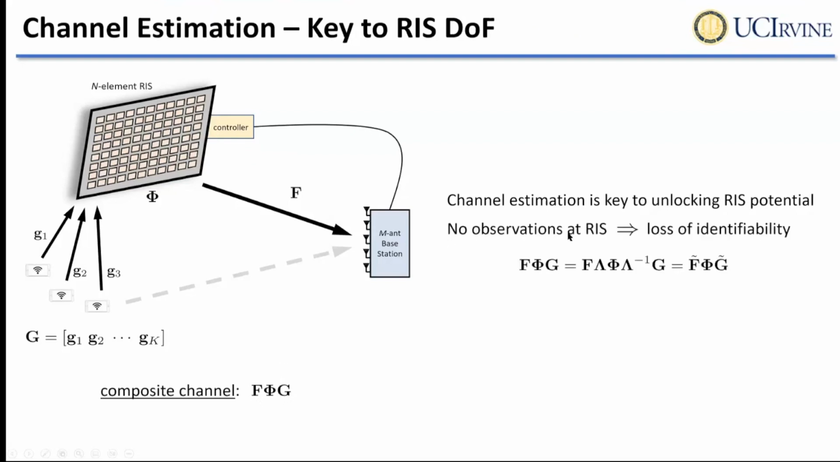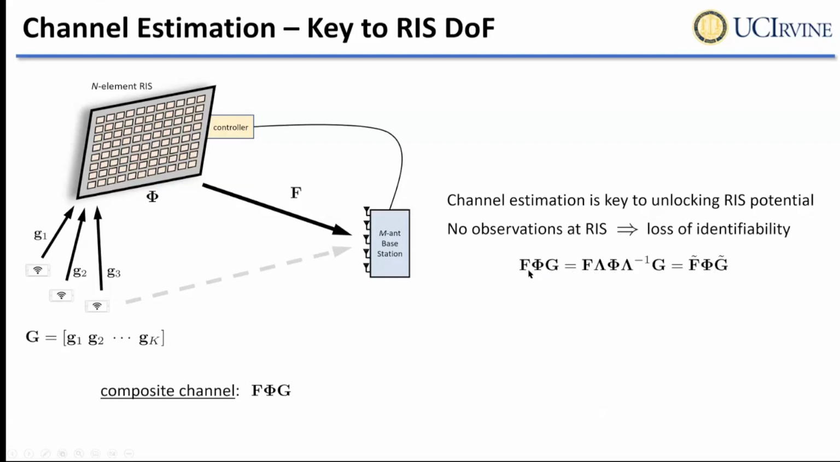Because we don't have any observations for an RIS2, we don't have any data available at the surface. So we cannot individually identify these three components of this composite channel. This can be seen by this one equation, the one equation that I will include in my talk. One composite channel, F phi G, would be equivalent to another composite channel simply by introducing this matrix lambda and lambda inverse in between, if lambda is a diagonal matrix.